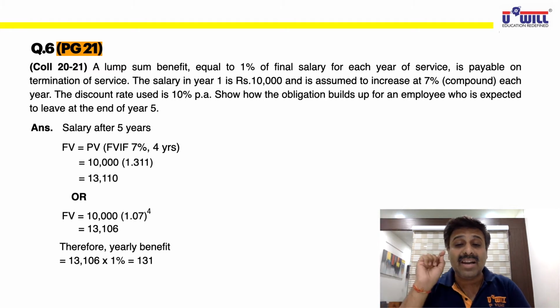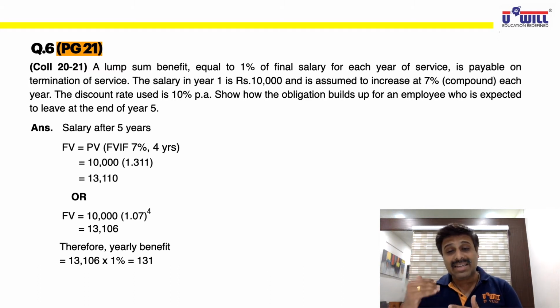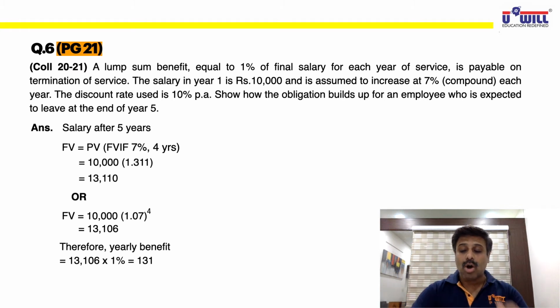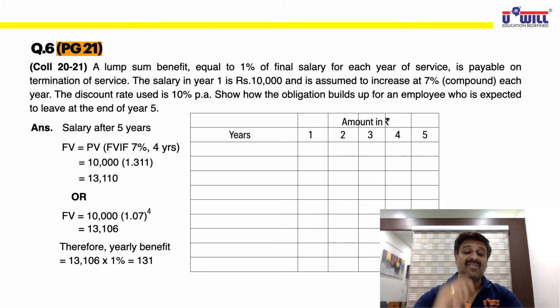In short, that's why a defined benefit plan is complicated. We don't have to keep 131 rupees aside every year, because 131 we have to give after 5 years. So in the very first year a lesser amount will have to be kept aside, and as the years go by, the amount to be kept aside will keep on increasing, because it will stay invested for a lesser number of years. So all of you first of all make this table. Amounts will be shown in rupees. Write down years: 1, 2, 3, 4, 5. Pause the video and make this table of around half a page.